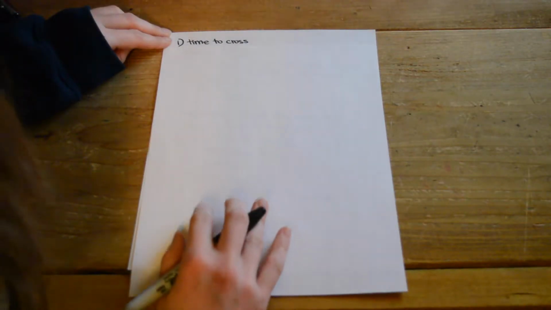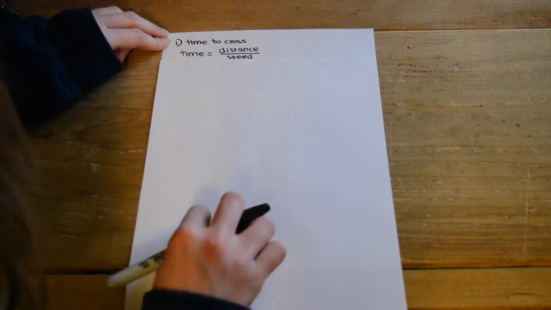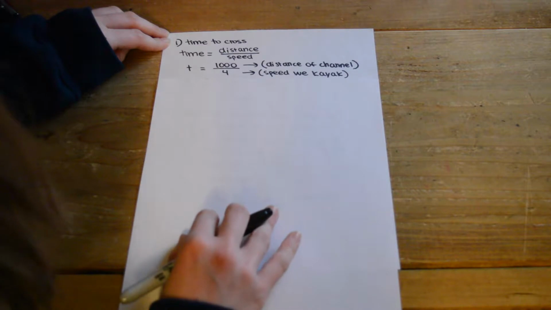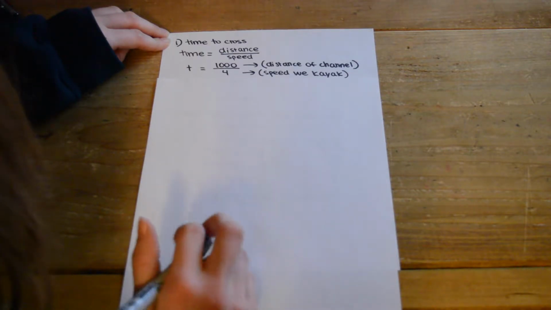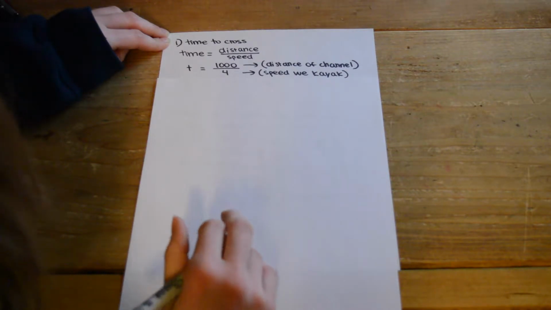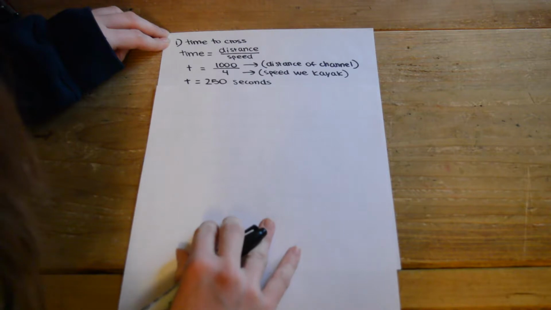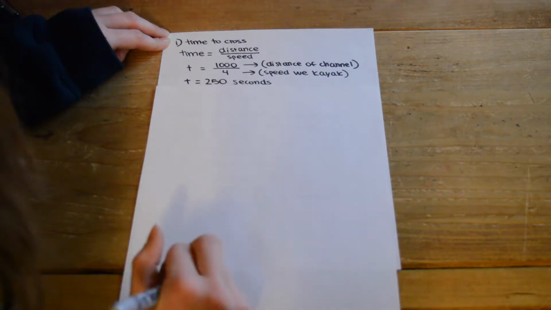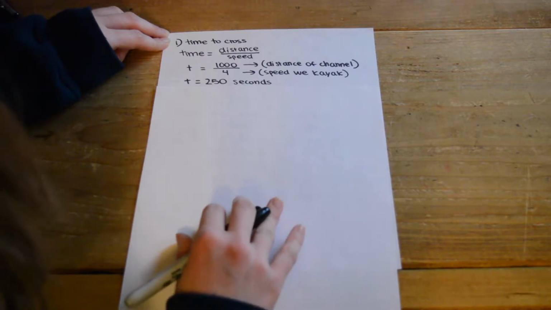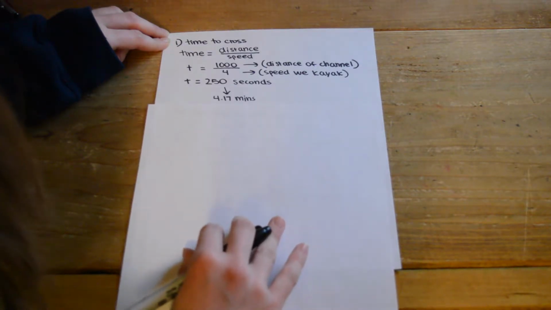Okay, so the first thing we're going to figure out is the time that it'll take to cross the channel. We know the formula time equals distance over speed, so we're going to apply this to our situation. The distance of the channel was about 1,000 meters, and the speed we were kayaking at was 4 meters per second, so our formula is t equals 1,000 over 4. We know that 1,000 divided by 4 is 250, so it'll take 250 seconds to cross the channel. That's equal to about 4.17 minutes.